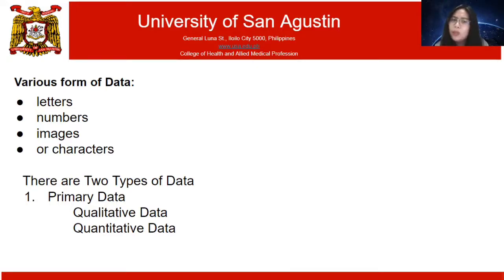So what is quantitative data? Quantitative data is information that you can measure. It's numbers, something you can count. Because it's countable, it can be reliable evidence.